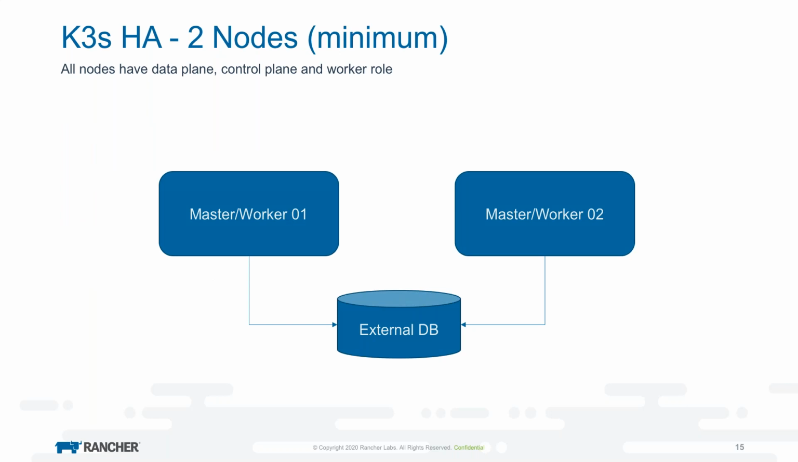So here's K3s HA with a 2-node minimum and an external database. Pretty simple. That's what it looks like. In this scenario, what I'm showing here is a 2-node Kubernetes installation that's highly available, where we're using an external database. All nodes have all components. They have the data plane, the control plane, and the worker role.